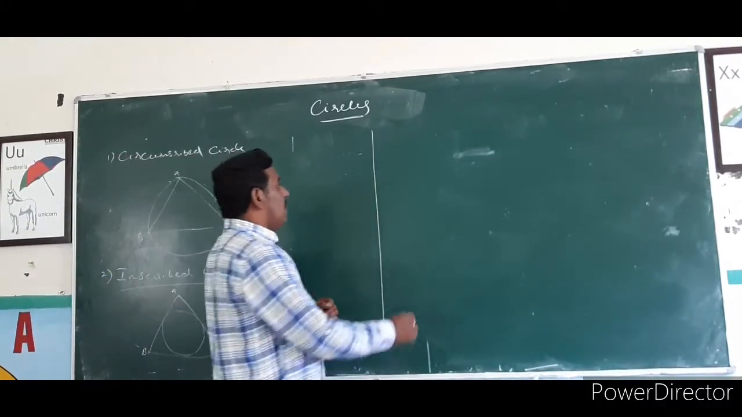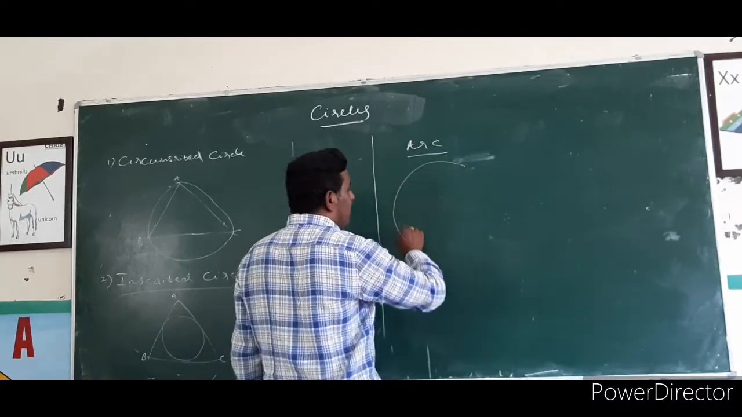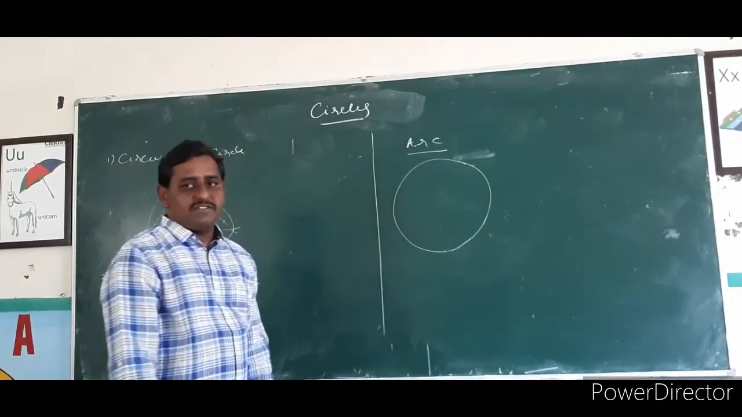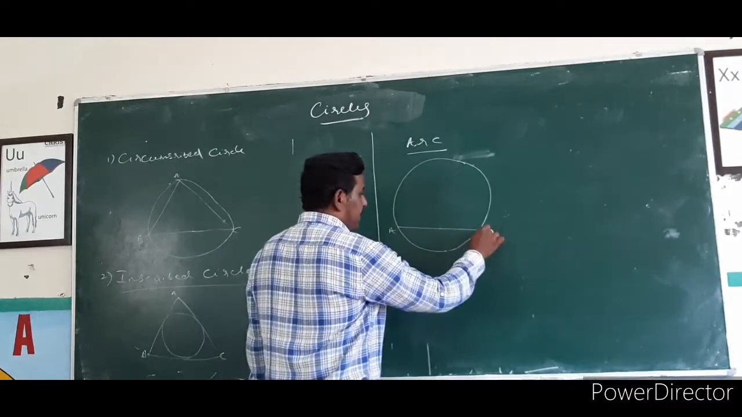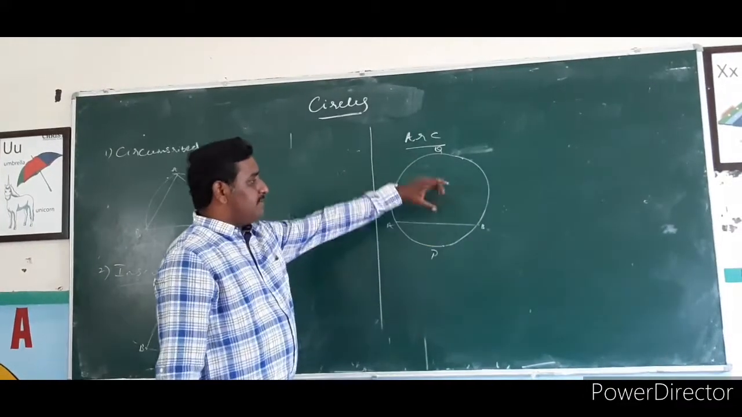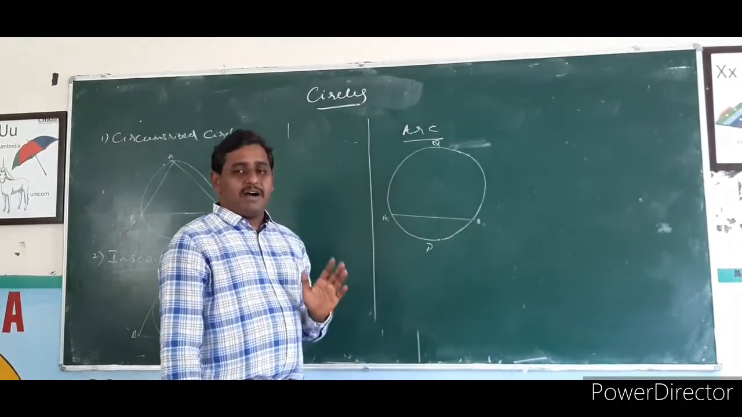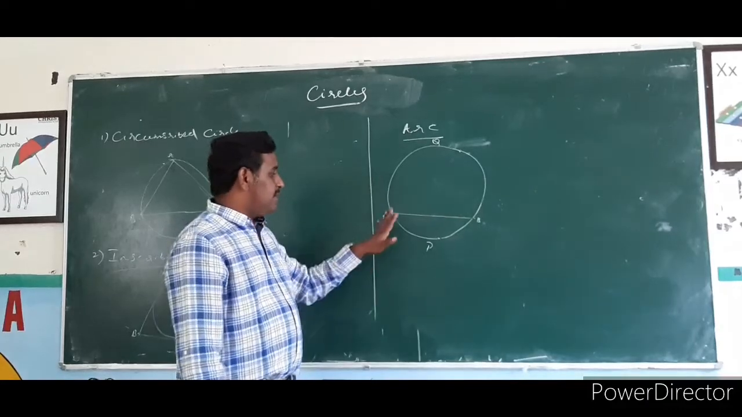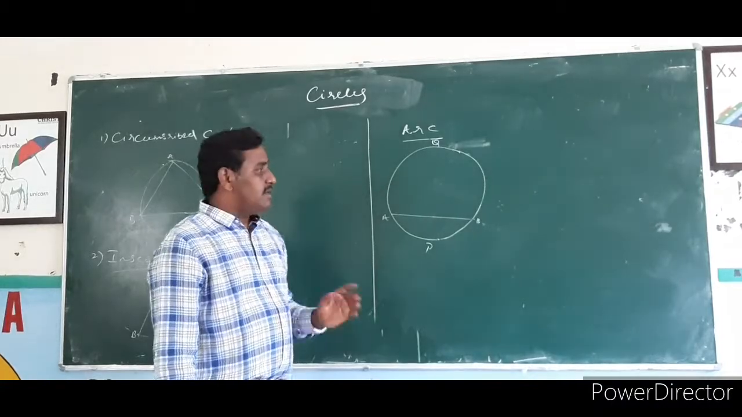And the next is arc. An arc is a part of a circle. Suppose I am considering AB as a chord of the circle. Then APB is one arc of the circle. An arc means a part of a circle. APB is one arc, AQB is another arc.